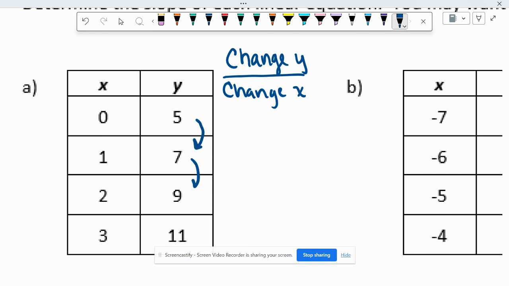So I just want you to tell me, to go from 5 to 7, what do I do to my y coordinate? I add 2. To go from 7 to 9, what do I do? Add 2. To go from 9 to 11, what do I do? Add 2. So I just write plus 2, plus 2, plus 2. So my change in y is 2. It's constant. It's the same the whole time. Let's talk about my change in x.